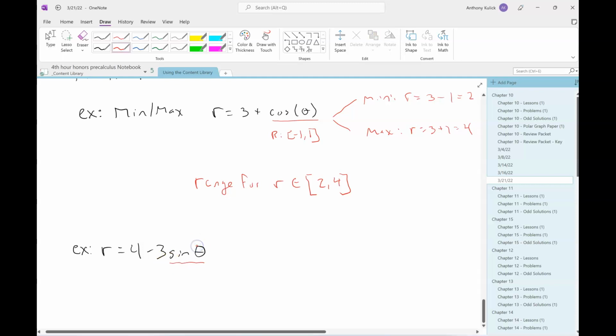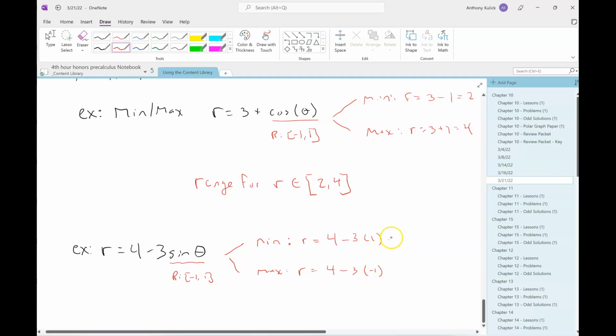Well, I'm going to be doing the same thing. Really, the value for r is dictated by sine theta here, correct? And what are the possible values of sine theta? -1 to 1. Yeah. So my minimum occurs when sine theta is equal to what value? +1. And the maximum occurs when it's equal to -1.